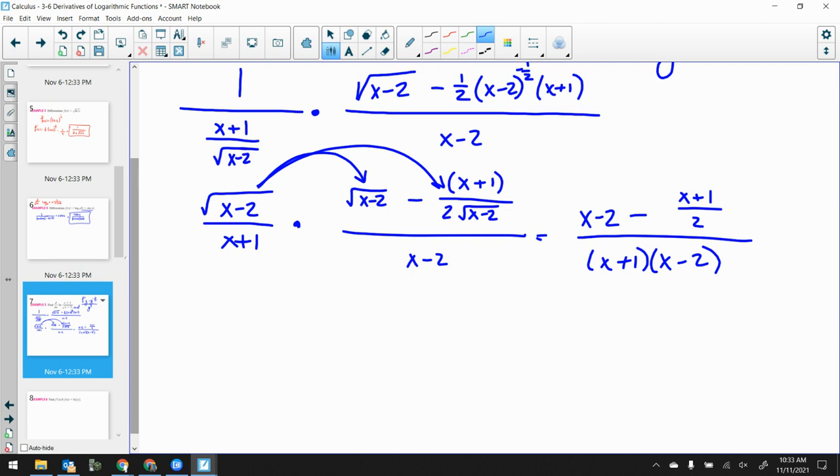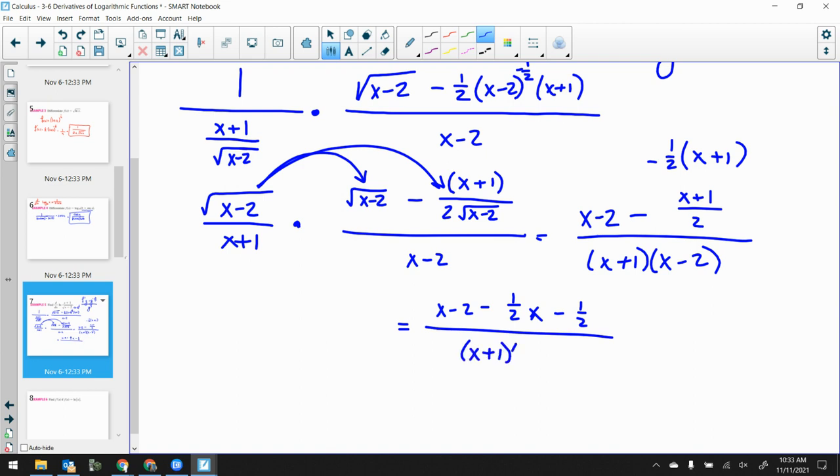Okay, let's just make that look a little cleaner. x minus 2. I'm going to turn this into a minus 1/2 times x plus 1. So when I distribute it in, it's going to be minus 1/2 x minus 1/2, all still divided by the x plus 1, x minus 2.